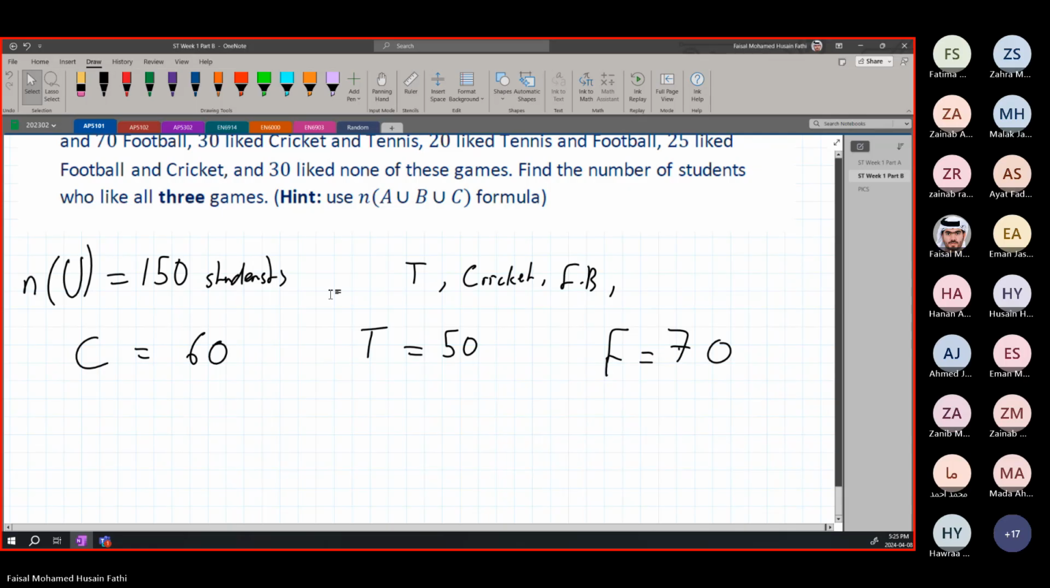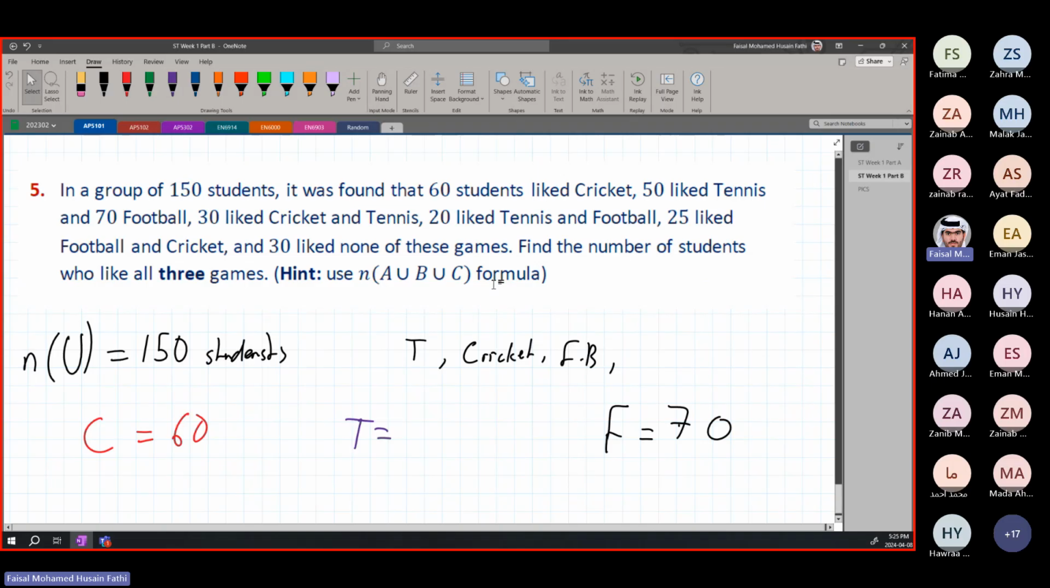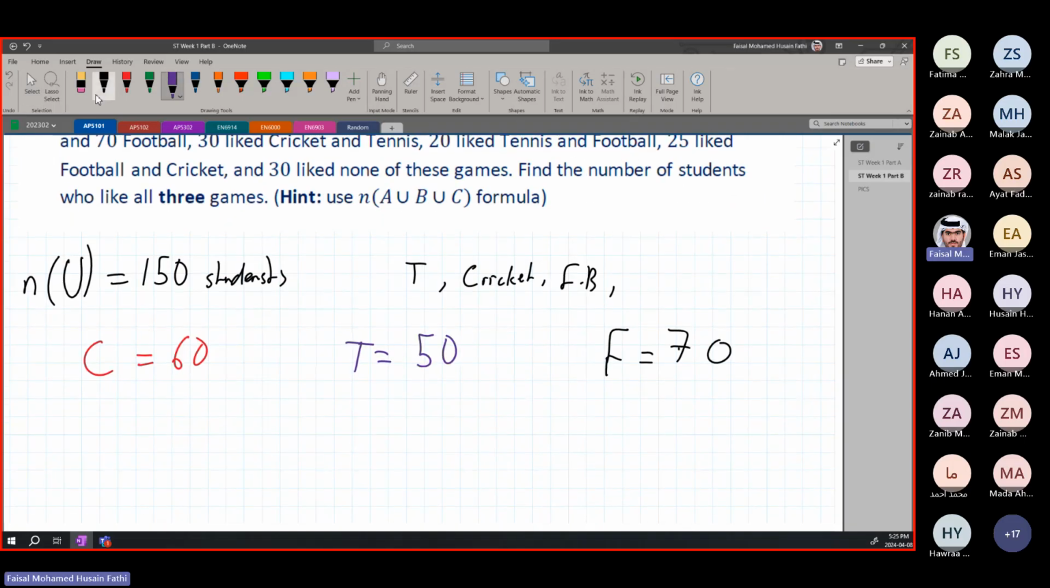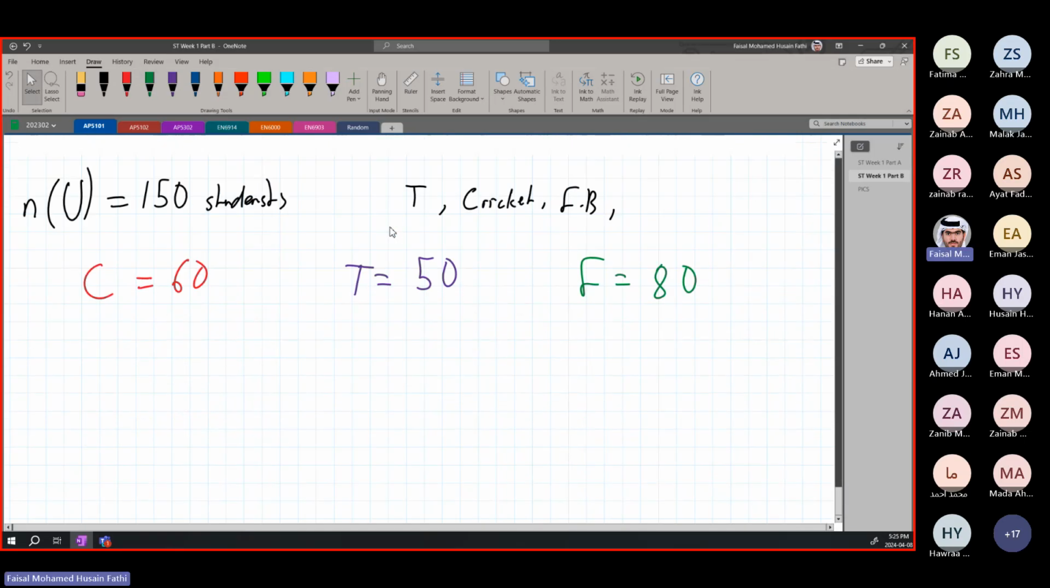Now, let us color code all of this so that there is no confusion. We have cricket, which is 60. We have tennis, which is, what was it, 70? It was 50. And we have football, which is 80. Let's move on. 30 of them liked cricket and tennis.